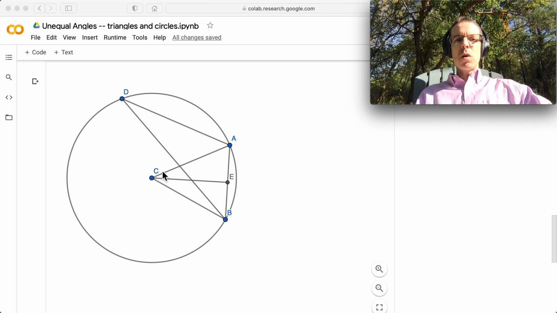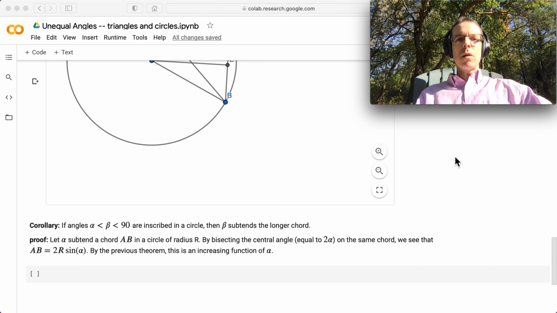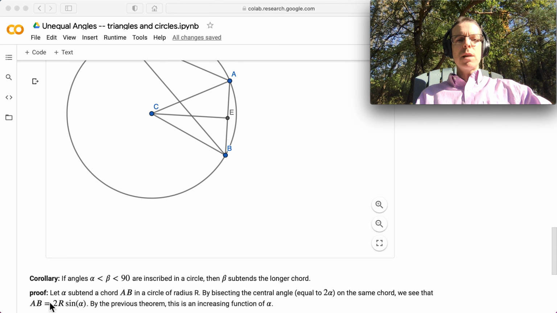Well, the radius of this circle is R. That means that the length AE is exactly R sine D, the radius of the circle R times the sine of this angle D, because the angle D is appearing right here inside this right triangle. And EB is also equal to R sine angle D. And that means that the length of the chord AB is exactly twice the radius of the circle times the sine of the angle alpha.